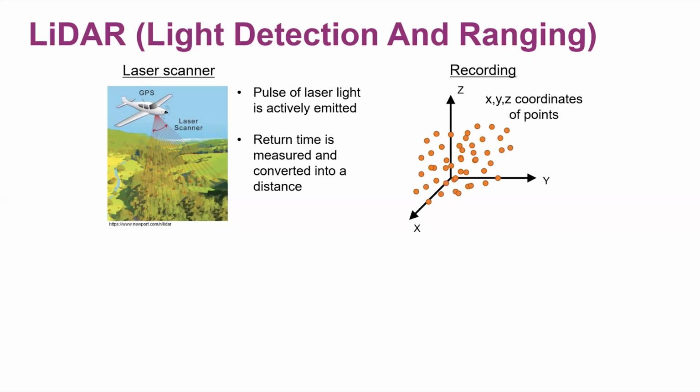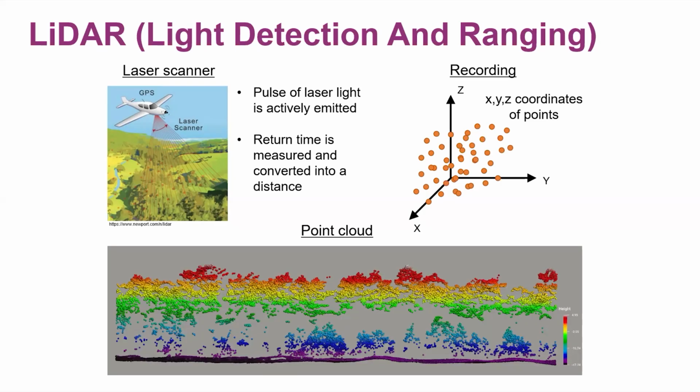And if we compile these points together, we get what we call a point cloud. And here is an example of a point cloud from a forest where the points are colored by height. So the red are the highest points and the bluish are the lowest points.